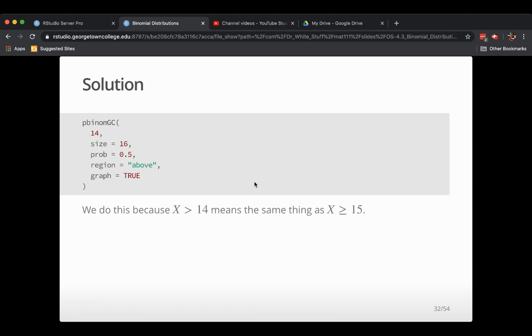How do we do it? We head to pbinomGC, and we know that we need to be adding up the chances for 15 and 16 together. So we work with the boundary number 14. We're going to use region as above, and so that'll catch us the 15 and the 16.